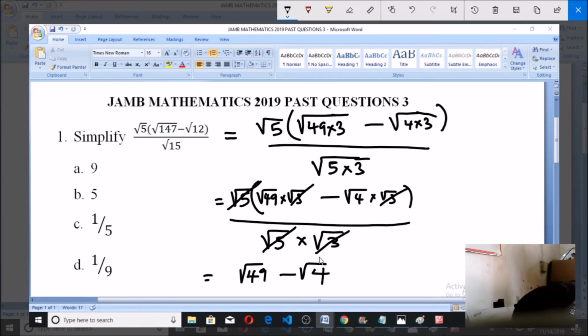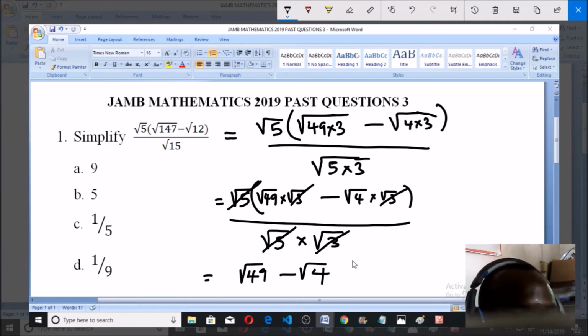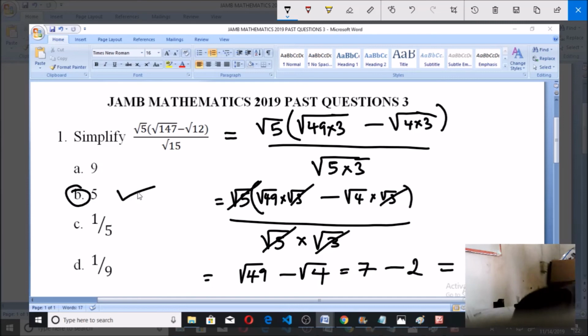So what is √49? How can we bring this down again? √49 is actually 7, as we know, because 7 times 7 will give you 49, and √4 is actually 2, as you know. So 7 minus 2 is what? 5, and that makes 5 the answer to the question, and that is B, 5, and that is the answer.